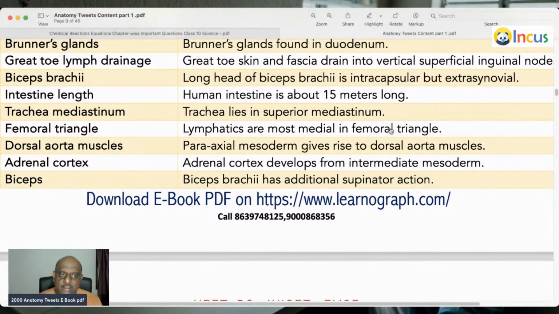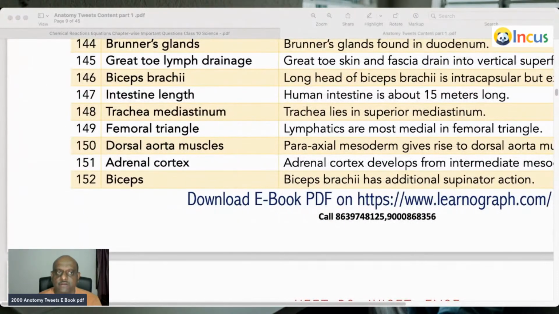So you can see within no time, we finished around 150 tweets within 35 minutes. Very short period of time. So every hour you can finish 300 tweets. Imagine if you finish 300 tweets, in 6 to 7 hours, you can finish 2000 tweets in anatomy. That's how last moment revision should be. Tweet, tweet, tweet with Dr. Murali Bharadwaj.